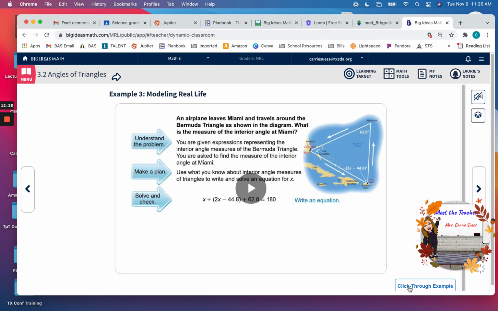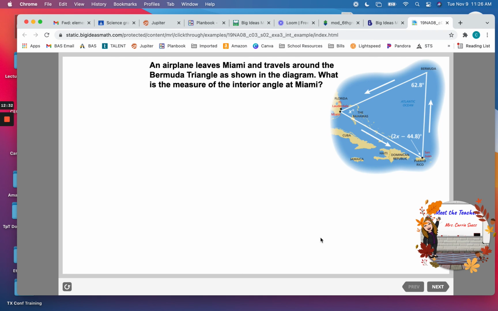All right, example 3. Put this in your journals. An airplane leaves Miami and travels around the Bermuda Triangle as shown in the diagram. Miami being right here. What is the measure of the interior angle at Miami? So you see X is here. Here's one angle. Here's the next angle. So how are we going to set this up?